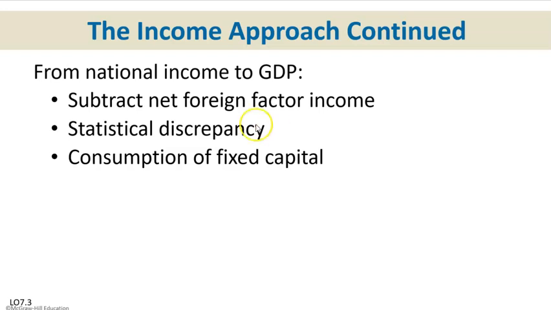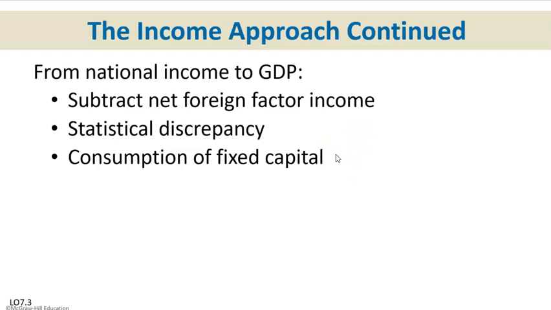That term, the statistical discrepancy that we're adding, just helps balance out any issues we may have had if they don't end up perfectly equal. And this number tends to be pretty small when you compare it to other things in the economy. The last one, we're going to add the consumption of fixed capital.